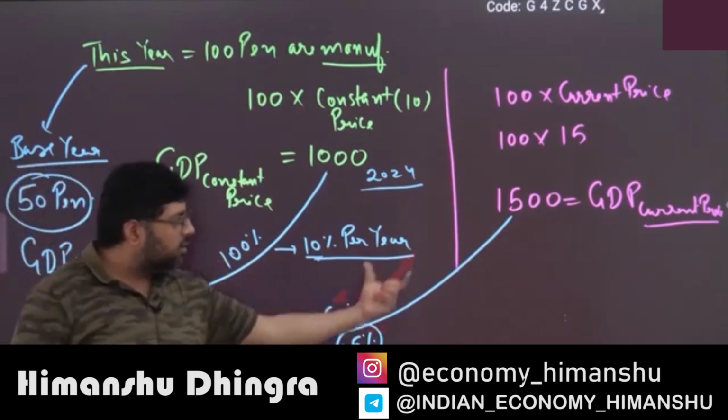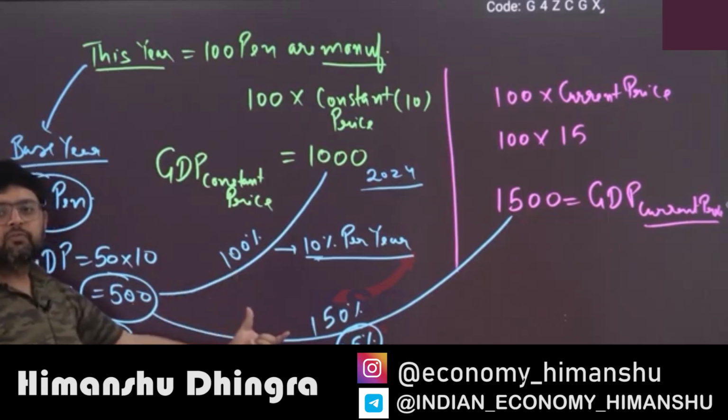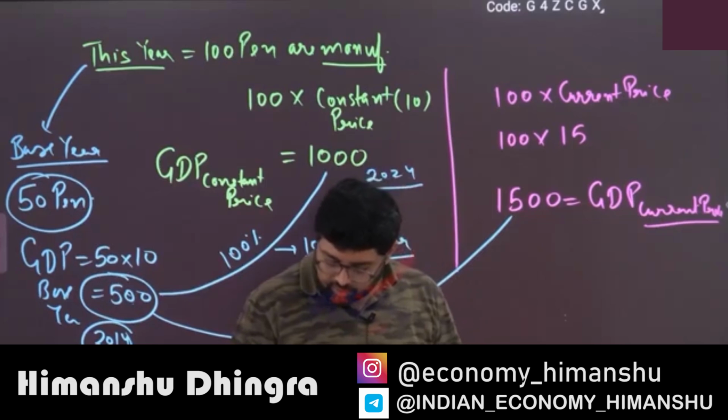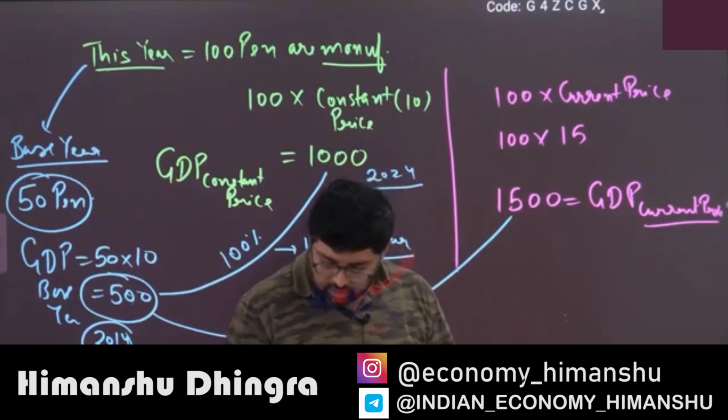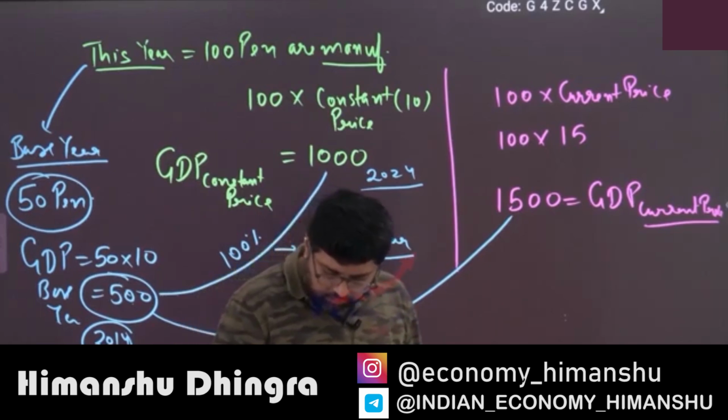Now when I compare with that, then I'll say that GDP has grown at 150%. So can I say that it is 15% per annum? Please tell me in the comment section. Okay, now I hope it is clear to you.